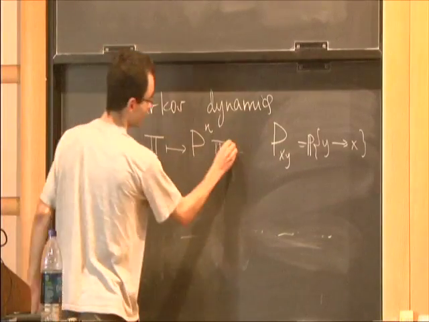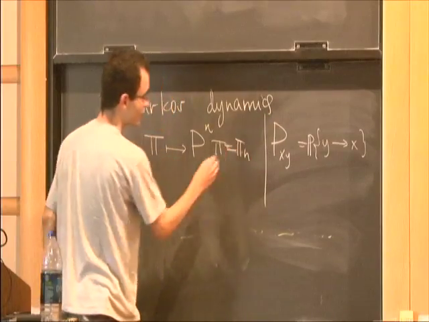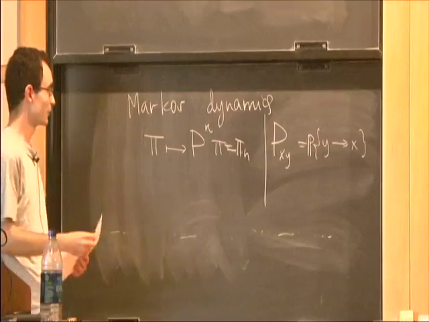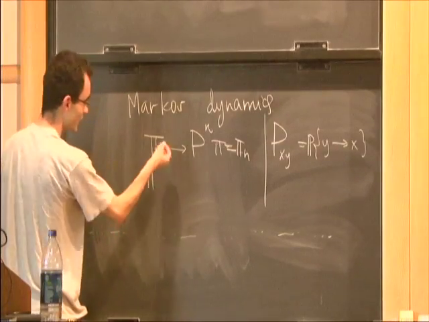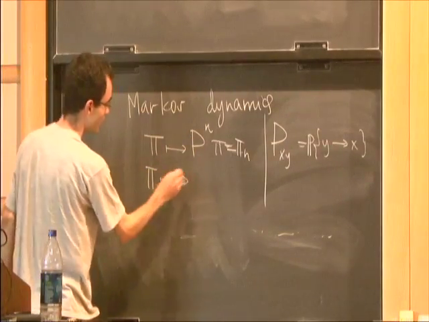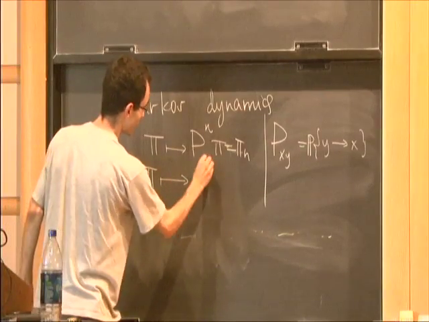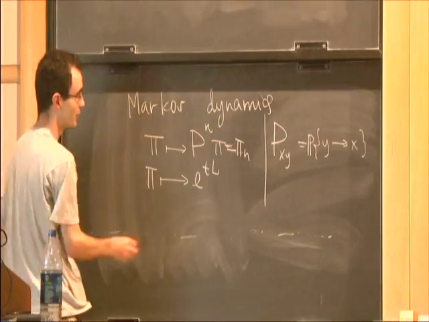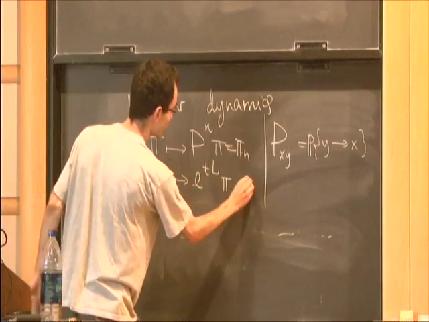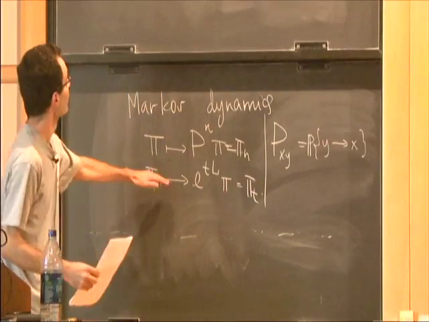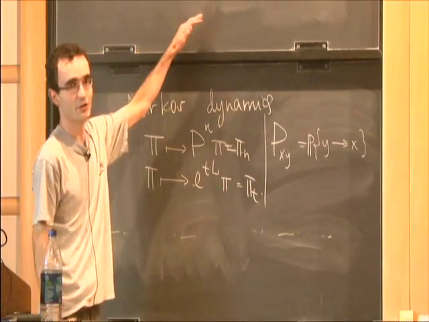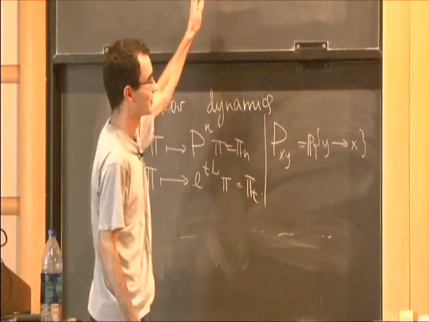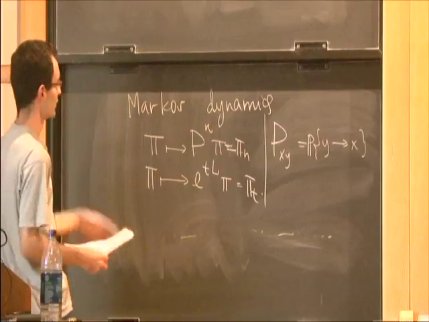Now there is a slightly more sophisticated object, which is a continuous time Markov dynamics, which I won't define, but it's more or less the same. Pi goes to e to the t times something called the generator of the Markov dynamics times pi. This is pi_t. So if we compare this to this, we see that the difference is mainly this imaginary unit in the exponent, but it's quite a significant difference.